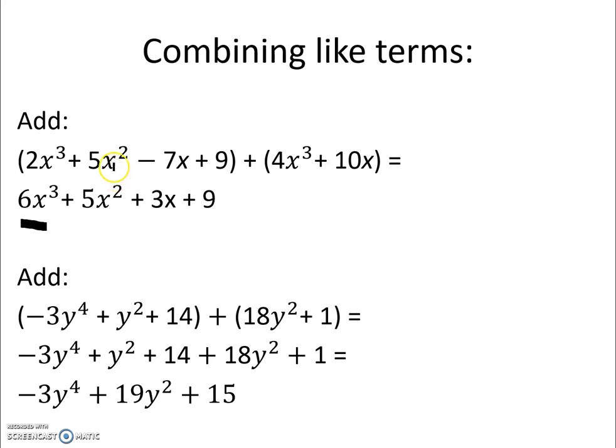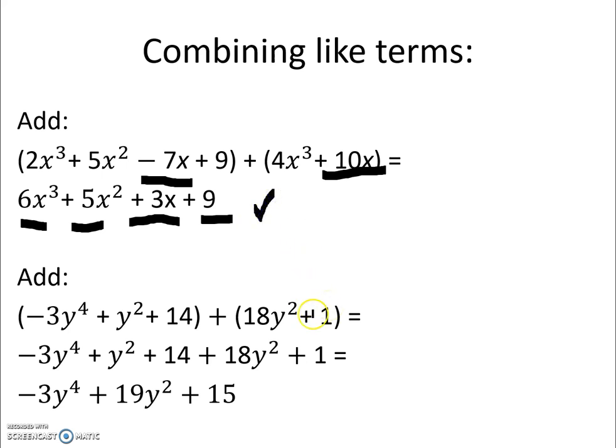The only x squared we have is right here, so we have a positive 5x squared. A negative 7x plus 10x leaves us a positive 3x, and then we simply have our 9. So our answer for this is 6x cubed plus 5x squared plus 3x plus 9.